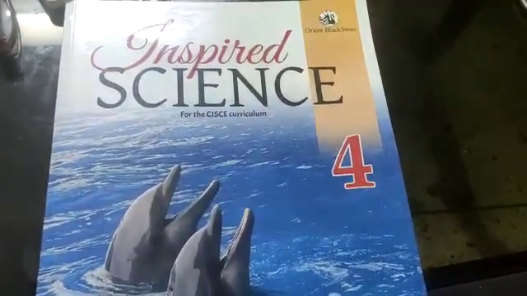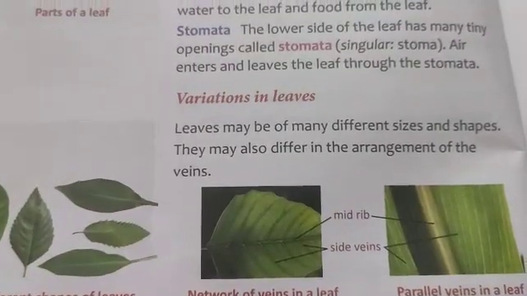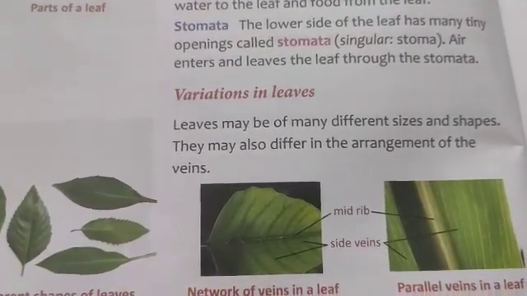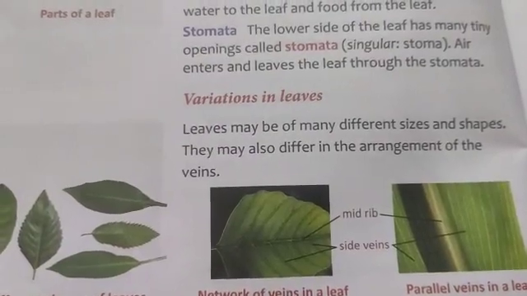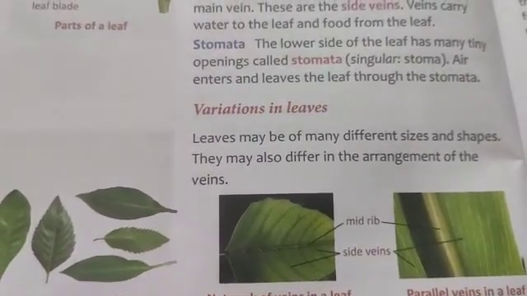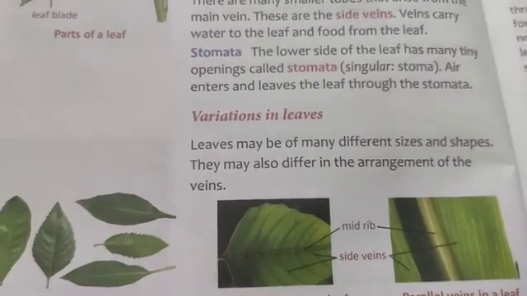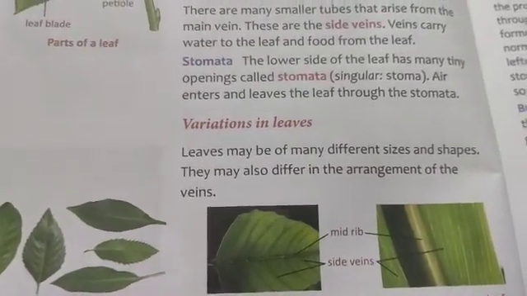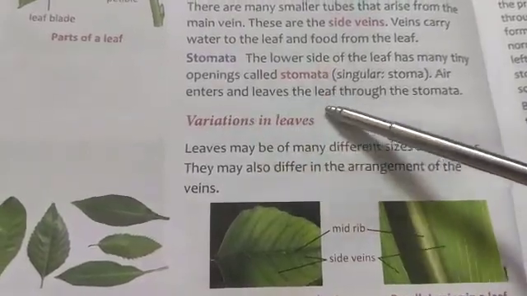We had started the chapter by learning about the different types of plants, then the two parts of the plant's system, the root system and the shoot system. Then we learned about the structure of the leaf. Today we are going to learn about the variations in leaves.